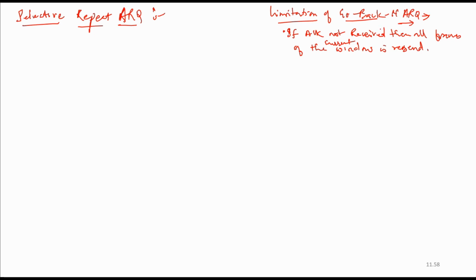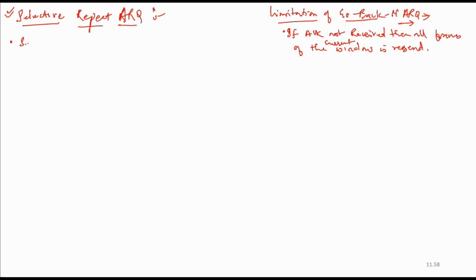To remove this disadvantage or limitation of go back N ARQ, there is selective repeat ARQ. One of the important points of selective repeat ARQ is that it will resend only those packets or frames whose acknowledgement has not been received. This is the basic idea, because if we send all the frames available in the window again, we are unnecessarily congesting the channel. So to remove all these limitations of go back N ARQ, there is selective repeat ARQ.